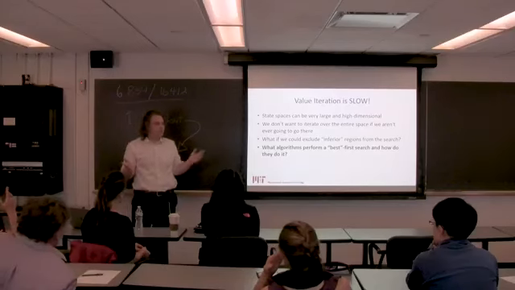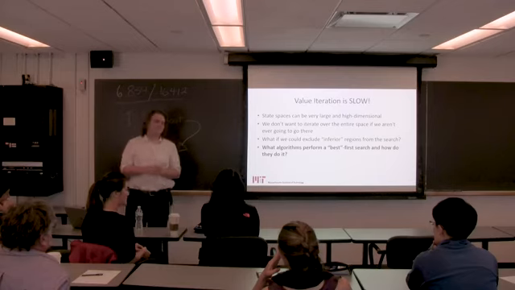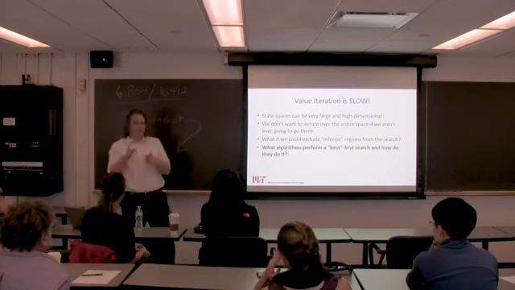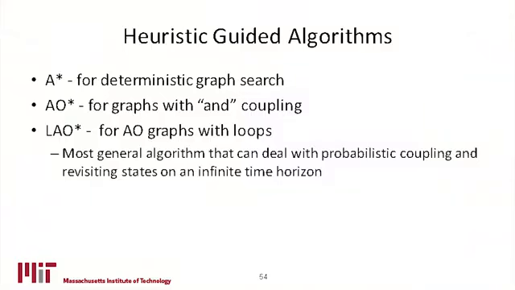Who can tell me some example algorithms that already do that? A star. So that's very good, and that's exactly what we're going to base our stuff off of. So A star is for deterministic graph search. If we have a graph, we can use a heuristic, and we walk down it and search the space that we're most interested in to get to our goal. Very good. So we're going to introduce two new algorithms focusing on the last one.